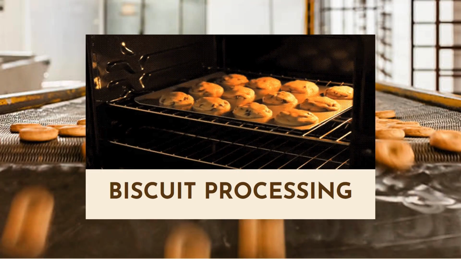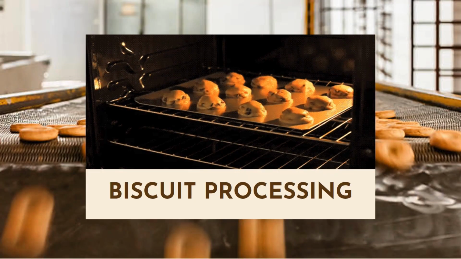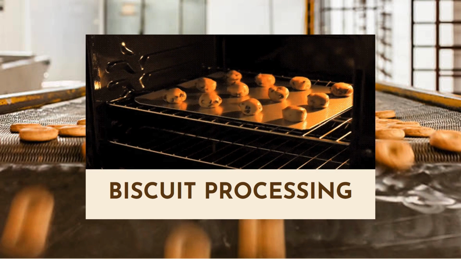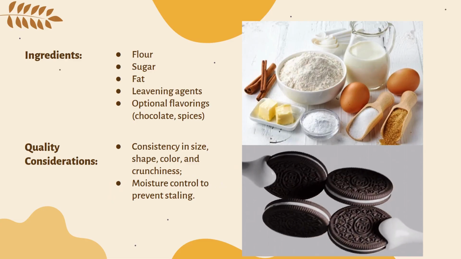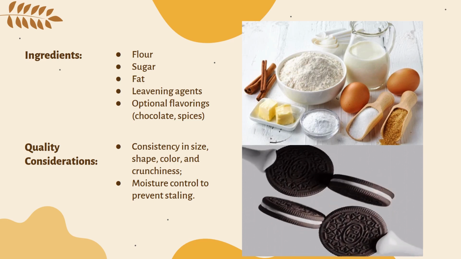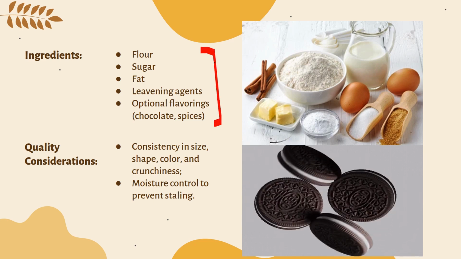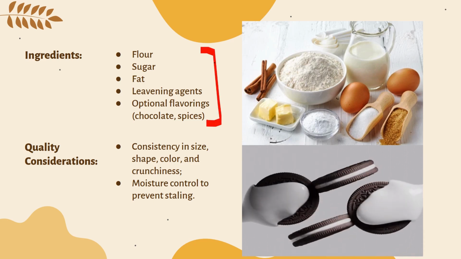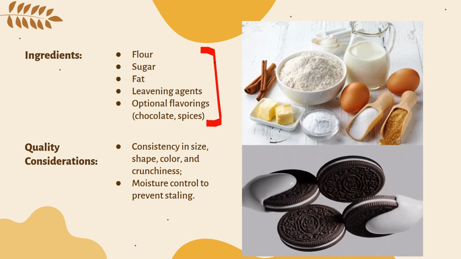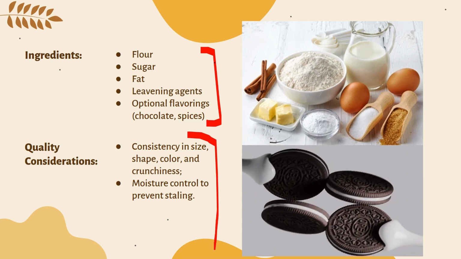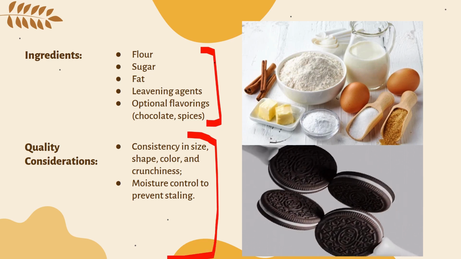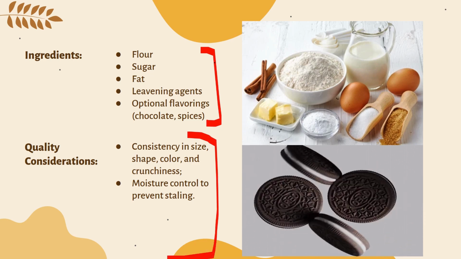Now we will learn about biscuit processing. Biscuits come in different textures: crispy, crunchy or soft. But how are they made? So the process starts with mixing flour, sugar, fat and a few leavening agents. It totally depends on the recipe and the desirable characteristics of biscuits. These are the quality considerations that must be kept in mind during processing of biscuits.